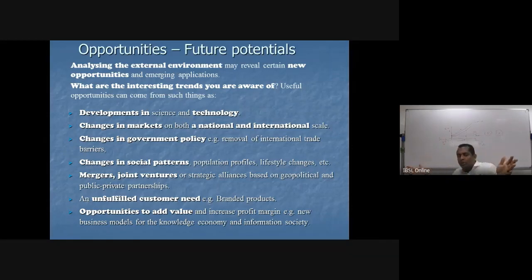So the customer need has created a demand for this product. Opportunities to add value. Just don't send as raw material, add value to the business.